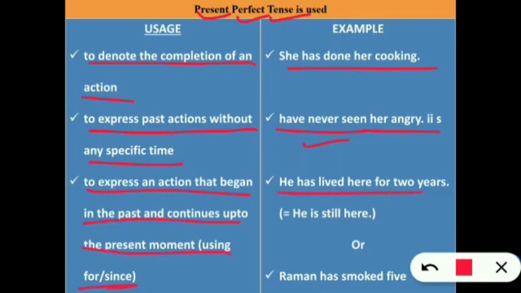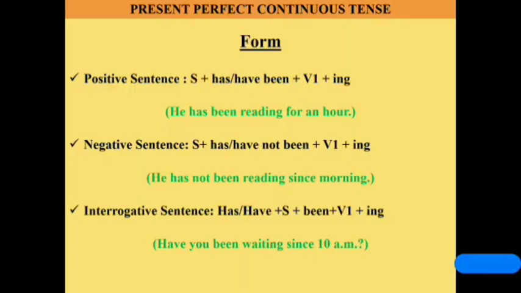Next is Raman has smoked 5 cigarettes just now. Okay, Raman has smoked 5 cigarettes just now. So these are the uses of present perfect tense. In perfect tense we find the third form of verb: done, seen, lived, okay, smoked. Let's move towards present perfect continuous tense.